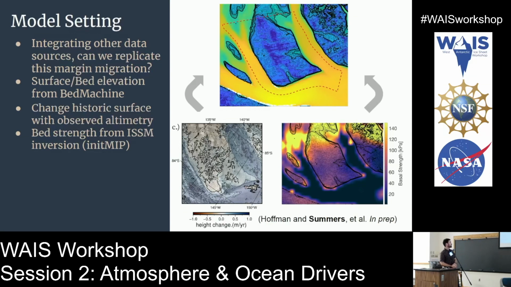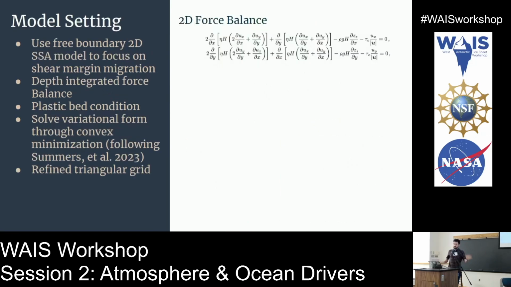We use surface and bed elevations for the present day from BedMachine, and then we feed in a historic surface based on the currently observed changing in surface heights today. We kind of run the clock backwards on surface elevation, and then here we're using bed strengths from an ISSM inversion. And then really quickly running through the model, we solve for a 2D depth integrated force balance.